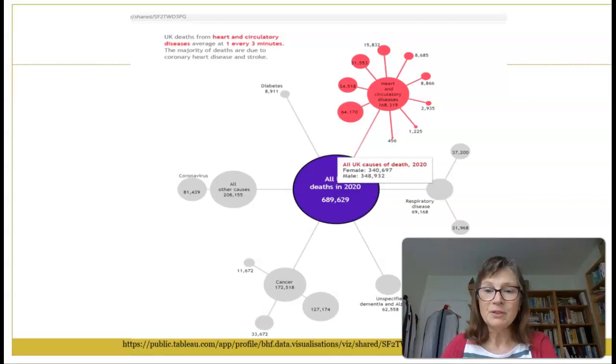So hopefully it just gives you a bit of an overview of what's going on and why us working with people to try and decrease risks of cardiovascular disease is so important.